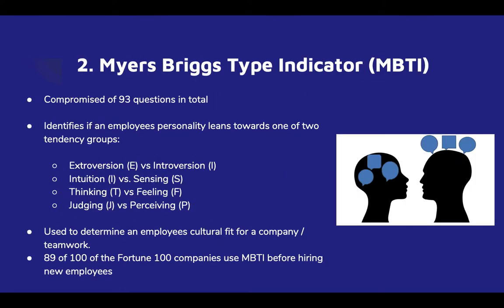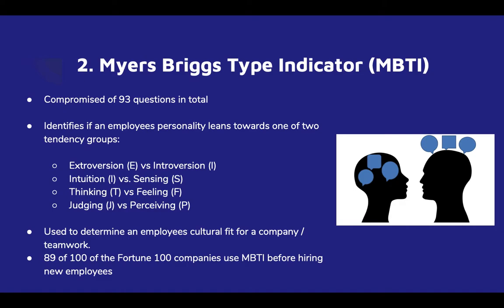Our second test we recommend to assist in selection is the Myers-Briggs Type Indicator test. This test is comprised of 93 questions and identifies whether an employee's personality leans towards one of two tendency groups. The MBTI may not be as useful in hiring for a position-specific job, but rather to determine how an individual will be compatible working with other employees and if they will be a good cultural fit for the company as a whole. This is also not a comparative test, as there is no better score than another.